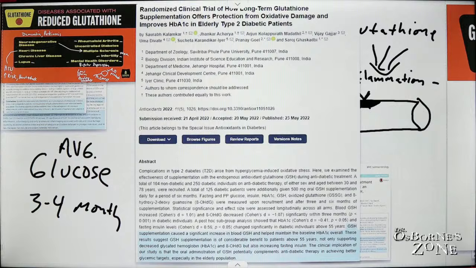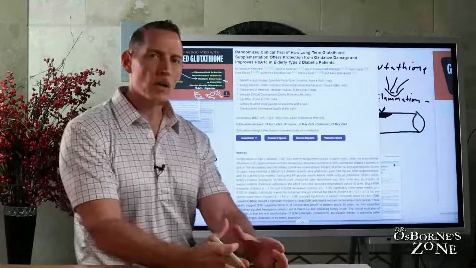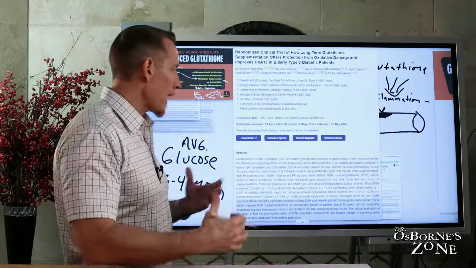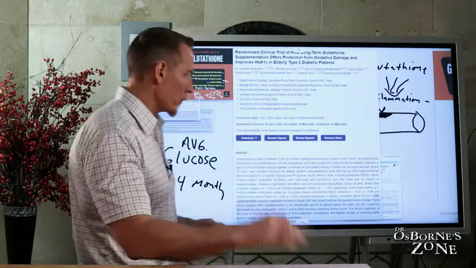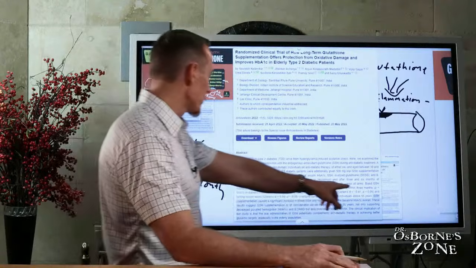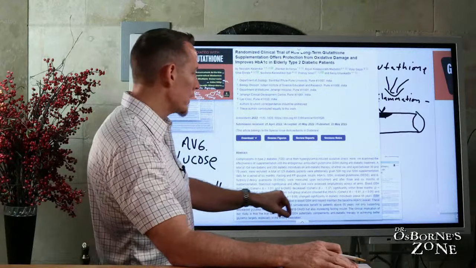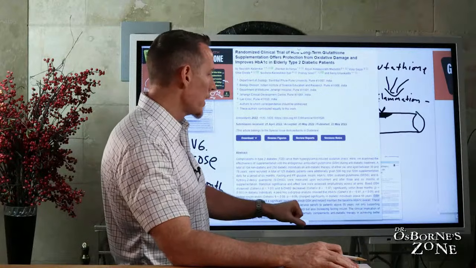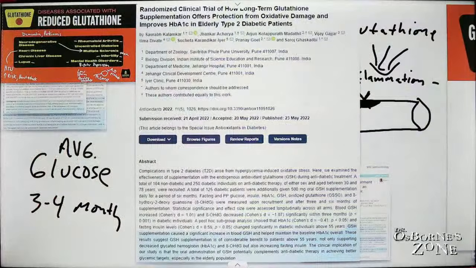which is important to understand because a lot of people will tell you, and doctors are just as guilty of this, that taking supplemental glutathione, because it's a tripeptide, won't absorb. Your body won't absorb a tripeptide very effectively, but that's actually not true. And I'll show you some research that validates that here in just a minute. But glutathione supplementation caused a significant increase in blood glutathione and helped maintain the baseline hemoglobin A1C overall.